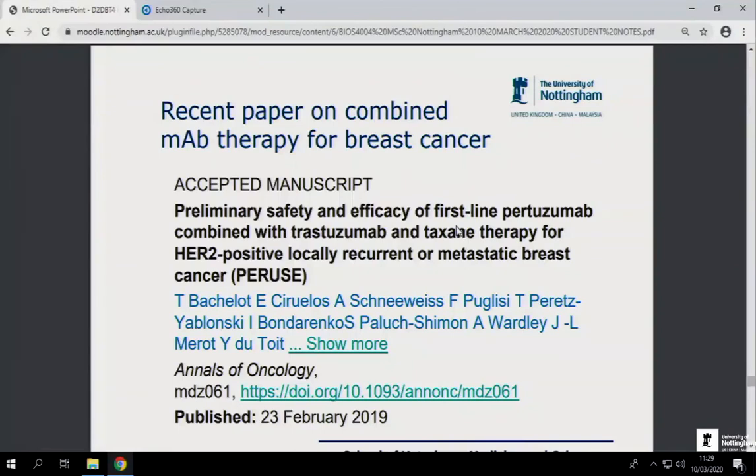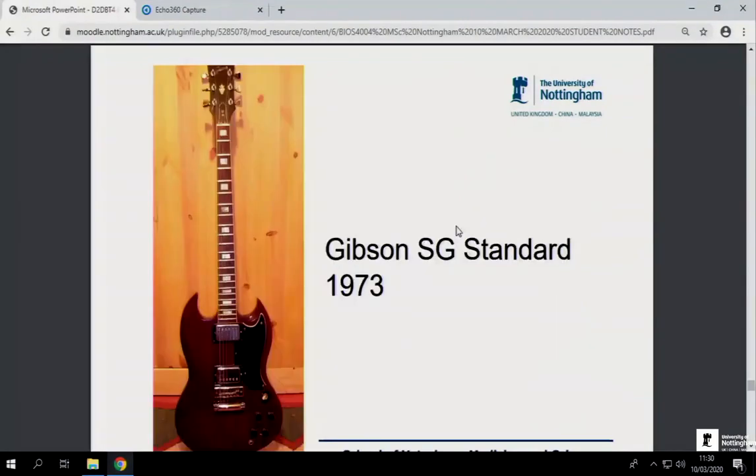The paper that was just accepted when I put that in last year, but it's now published, is on the safety and efficacy of first-line monoclonal antibody. This is a new one called pertuzumab. We talked about trastuzumab, didn't we, a little while ago. So these are all HER2 positive treatment therapy. These things were not around 5-10 years ago. It's brilliant the way these are going. And this is the industry to be in. But here we go, that's the end of that.